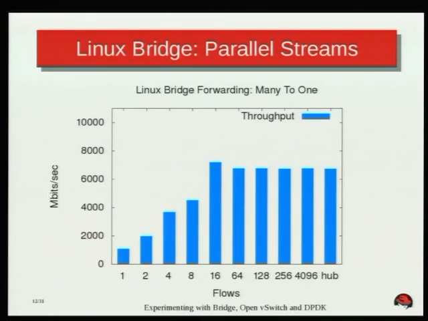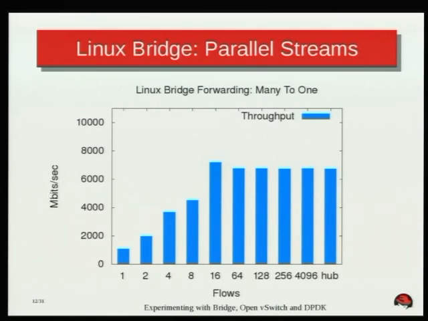So I'm now changing the source MAC address. We can see it's scaling up as well, but now the sweet spot moved to 16, and it's stabilized at almost 7.5 gigabits per second. Last column here is hub.